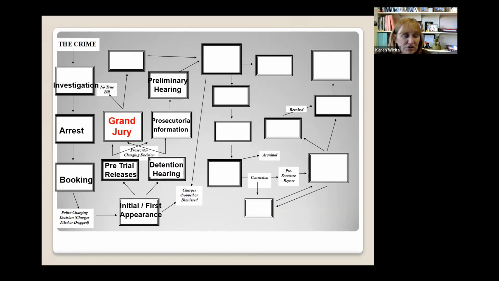Okay, so a grand jury is a group of around 23 people that only listen to the prosecutor. The defense is not there, they're secret, they're quiet. And the prosecutor presents the evidence to this grand jury, there's 23 people, and the majority of them have to say, yes, there is probable cause. You can charge them with a felony.